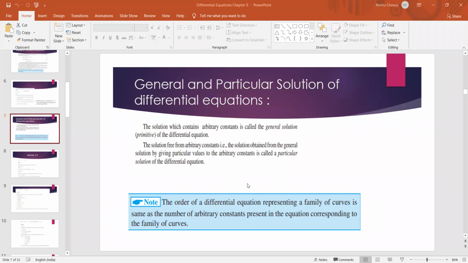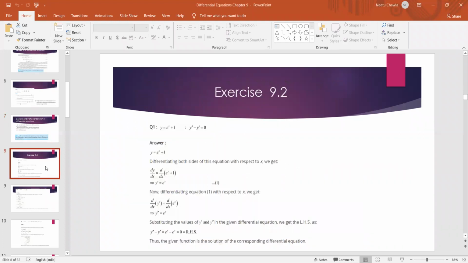So actually this is based on exercise 9.2, in which we have to prove that the given solution is the solution of the given differential equation. Let's do a few questions, then you will easily understand how to proceed. See, for exercise 9.2, this is your question number 1.